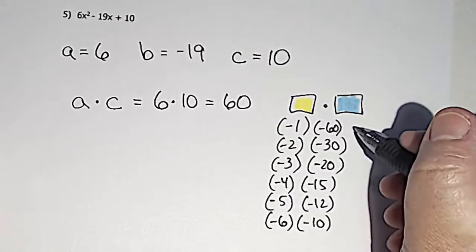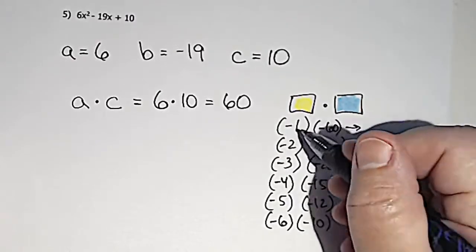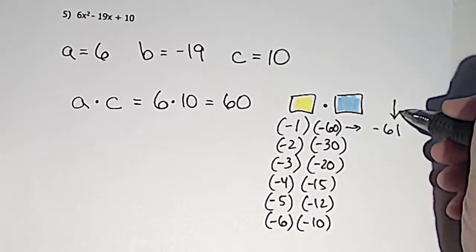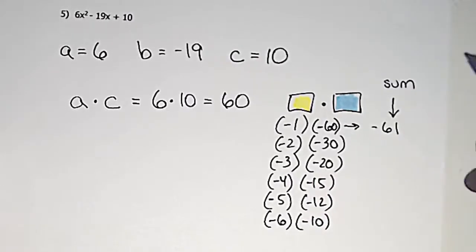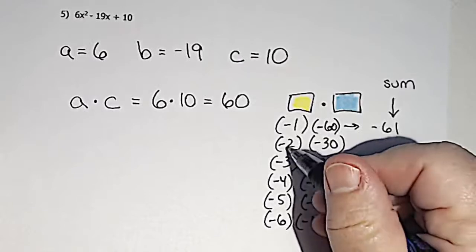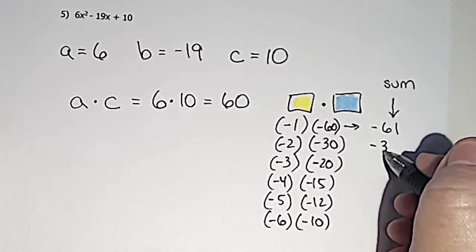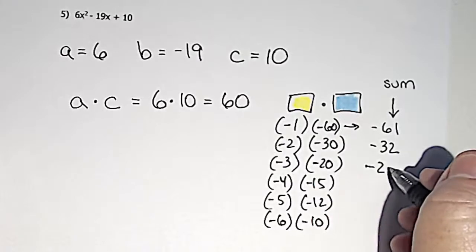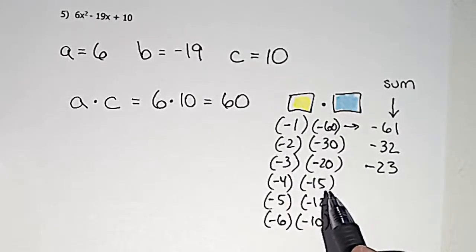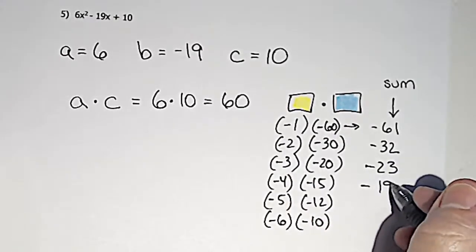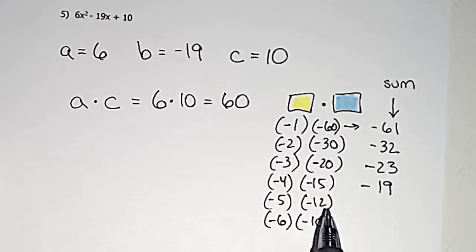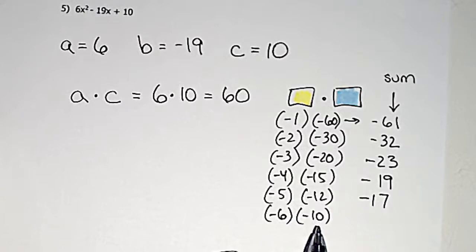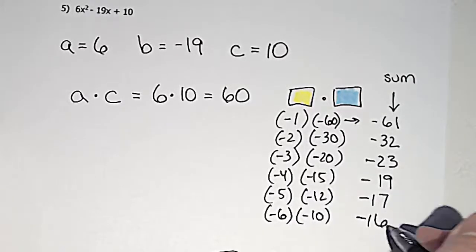So let's add them together. This is going to be the column for the sum. -1 plus -60 is -61. -2 plus -30 is -32. -3 plus -20 is -23. -4 plus -15 is -19. -5 plus -12 is -17. And -6 plus -10 is -16.